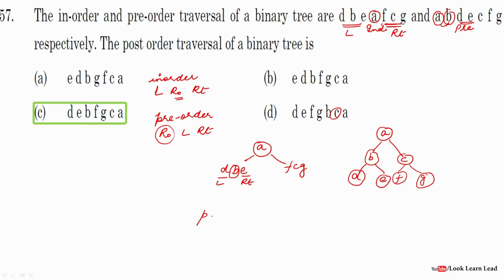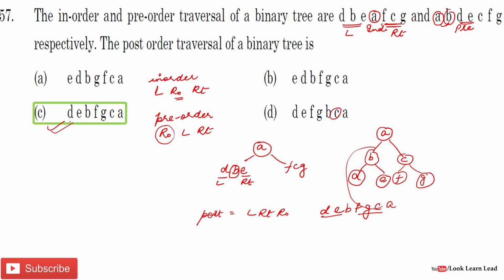So we have to calculate the post-order. In post-order we have left, right and root. So we would be traversing like this. When we go to left, it is D, right is E, root is B. So we have completed this left portion. Now left is F, right is G and root is C. So we have left, we have right and the root is A. So the answer is D, E, B, F, G, C, A. That is, C is our answer.